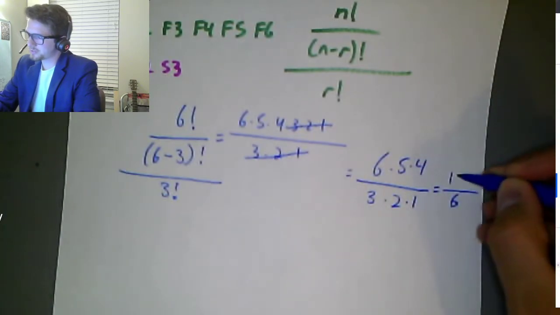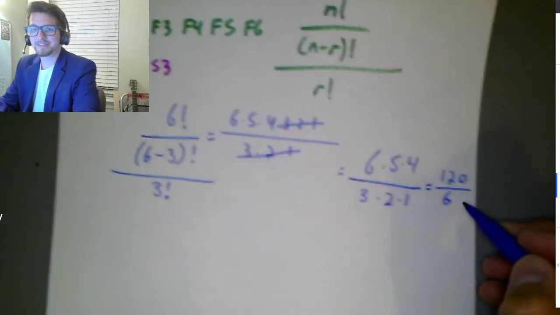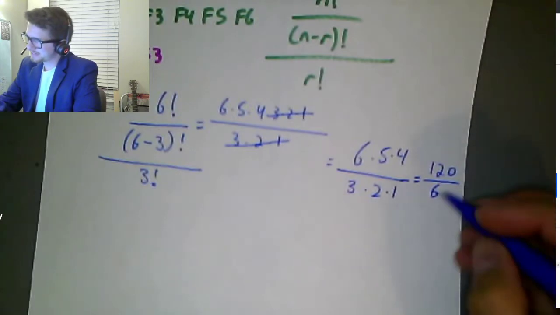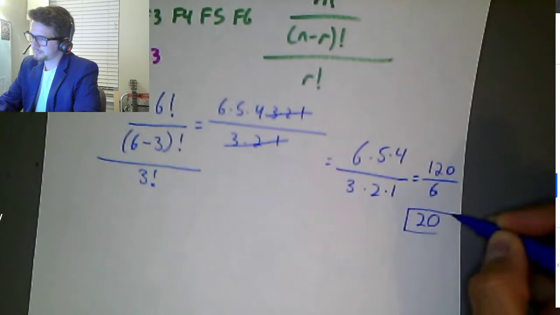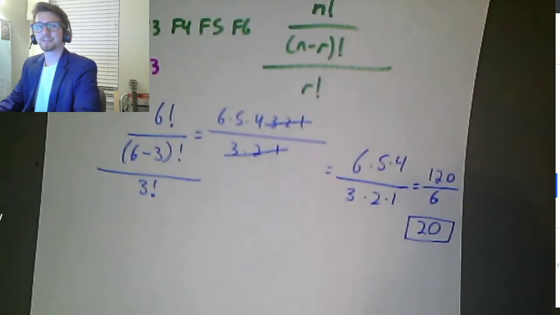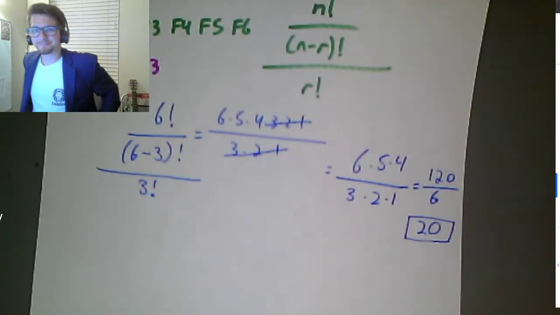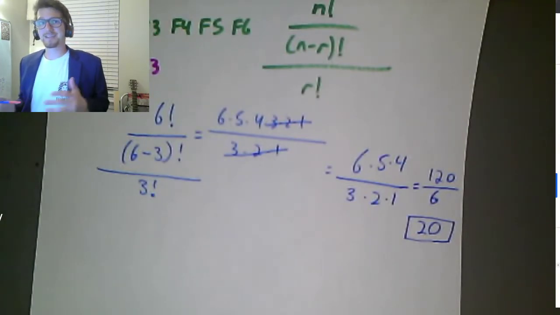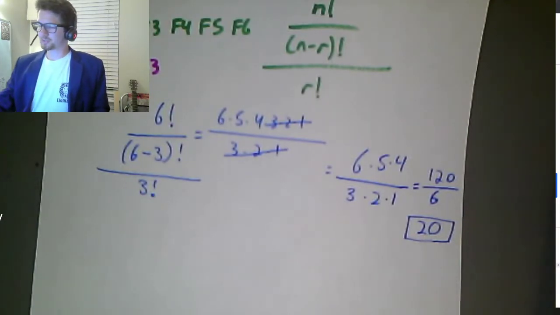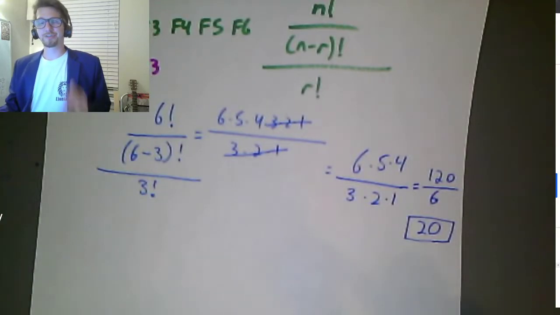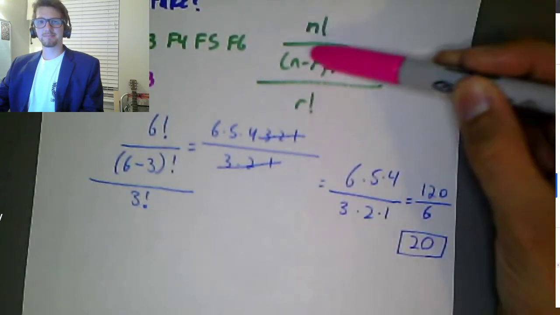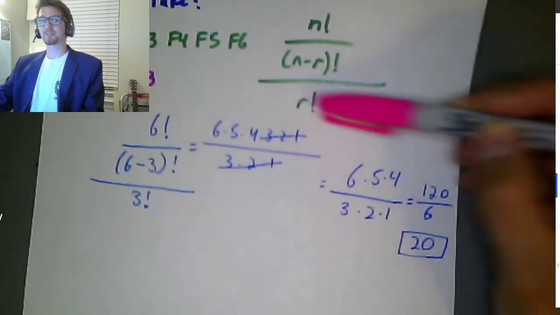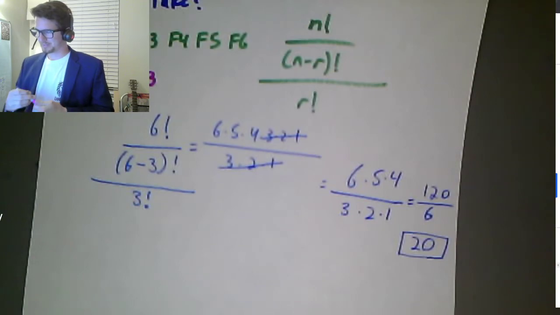20 times 6, 120, divided by 6. What's 120 divided by 6? There are 20 different groups of people I could take with me. That's how you do a combination problem. It's just one extra step. So if I ask you to do a permutation, that means you're just going to do this top piece. If I ask you to do a combination, I just want you to do this bottom piece. Does that make sense? I hope it makes sense.